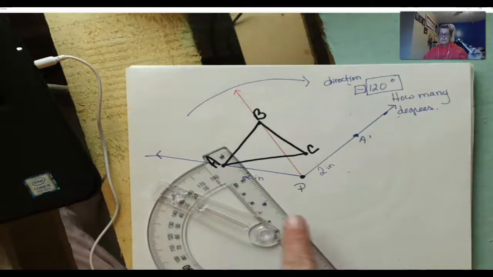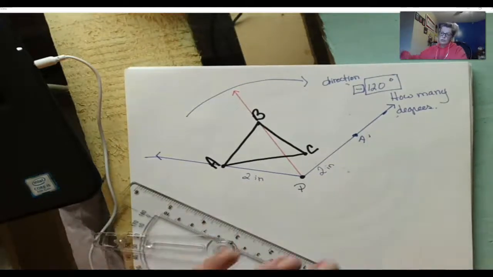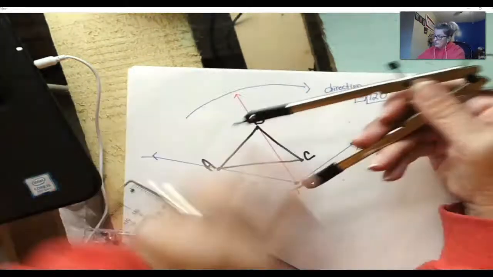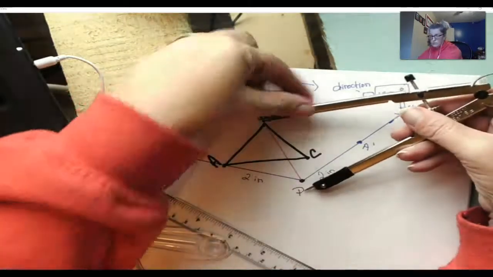Now, if doing the measurements makes it harder on you like this and this, then by all means do a circle. You don't have to do the circle. And I know I keep saying that. Do whichever method is best for you.